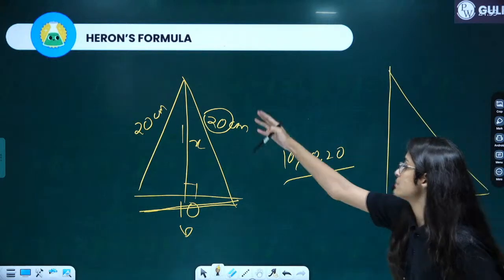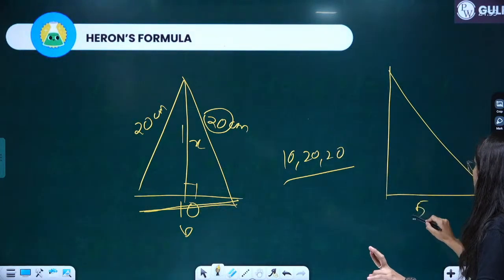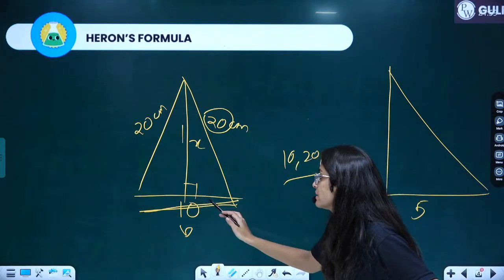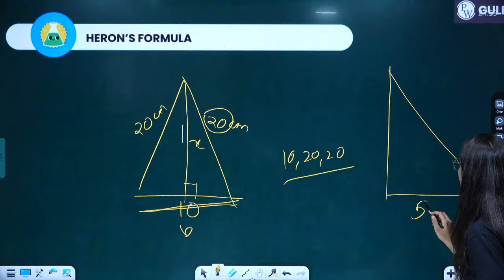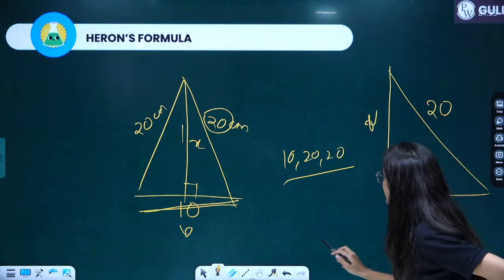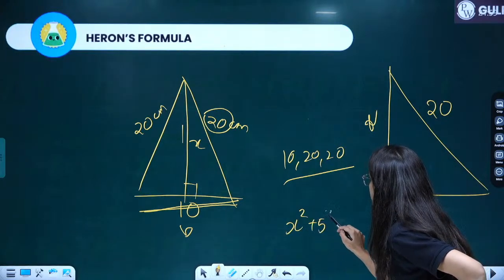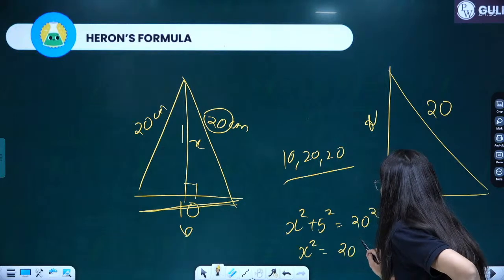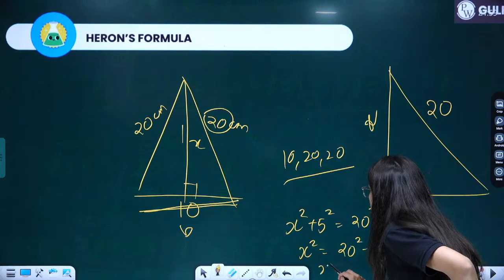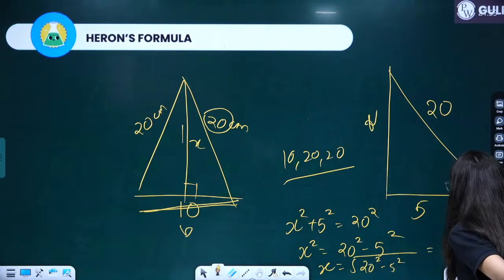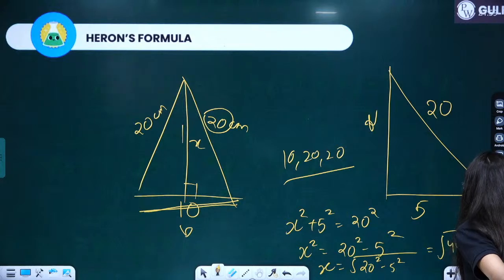See, if this median is used to find the height, then the height divides the base into two parts, and one part will be 5. This side is 20. Let's try to find this x. X square plus 5 square is equal to 20 square. So x square will be 20 square minus 5 square. So x will be under root of 400 minus 25, which results in under root of 375.